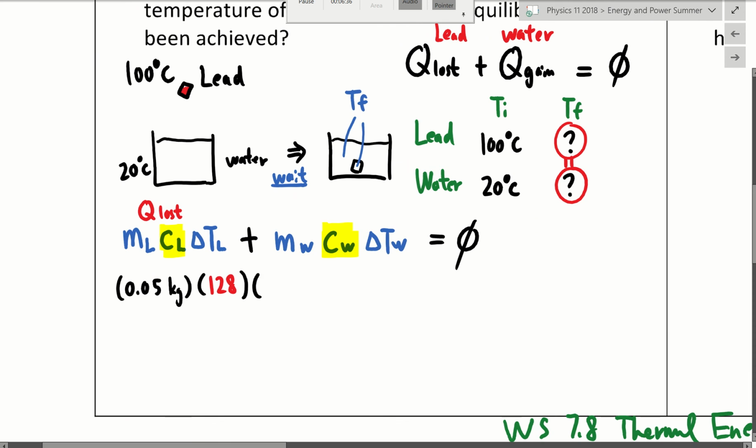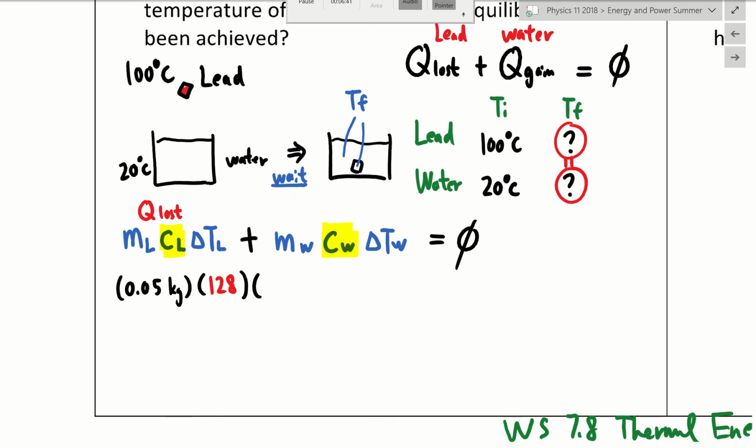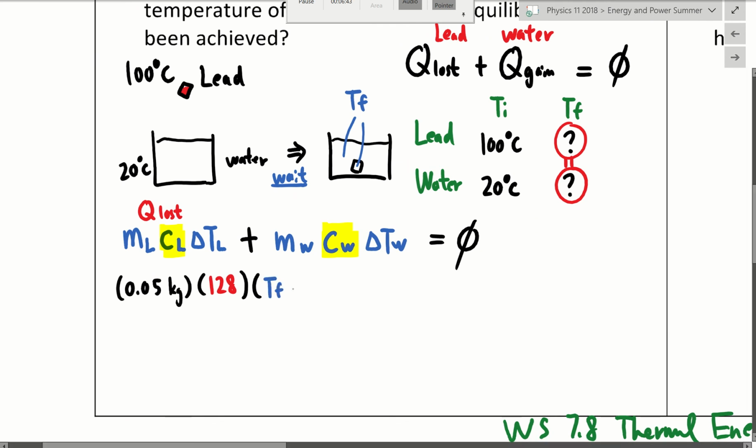And then the change in temperature. So how much is the temperature change? Well, in physics, change in anything is final minus initial. So it's going to be T final minus, well, I know the initial is 100, right? 100 degrees Celsius is the initial. So this is the lead part.